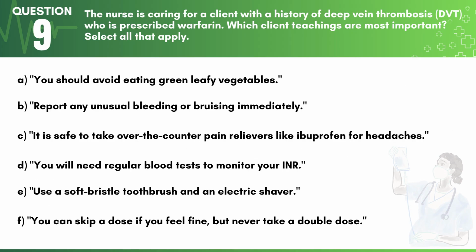Question 9. The nurse is caring for a client with a history of deep vein thrombosis, DVT, who is prescribed warfarin. Which client teachings are most important? Select all that apply. A. You should avoid eating green leafy vegetables. B. Report any unusual bleeding or bruising immediately.